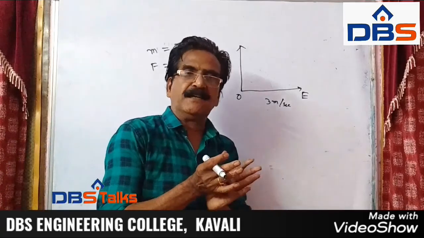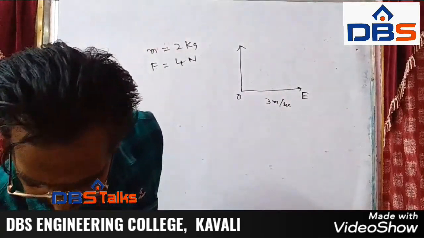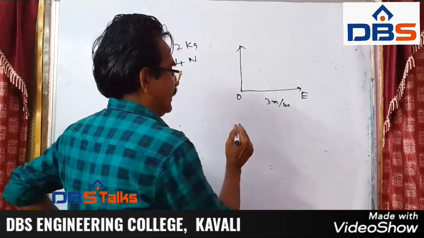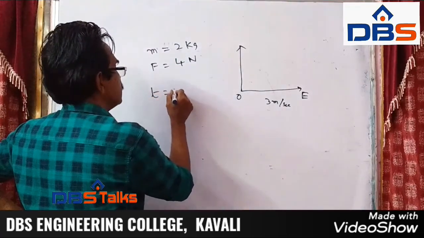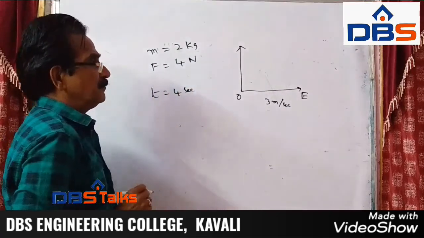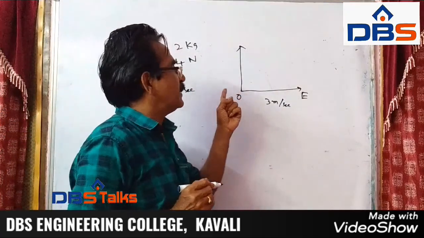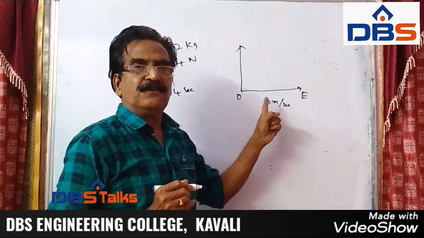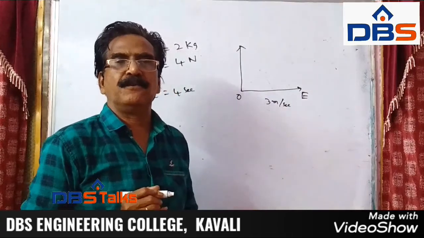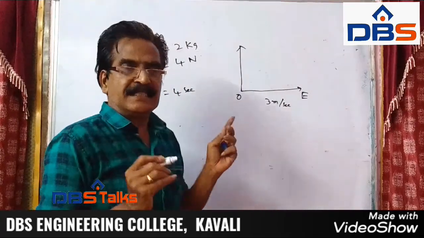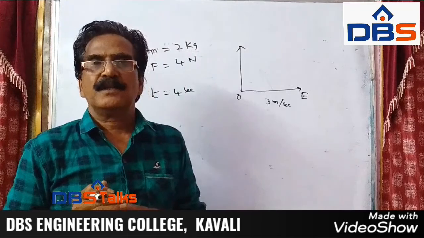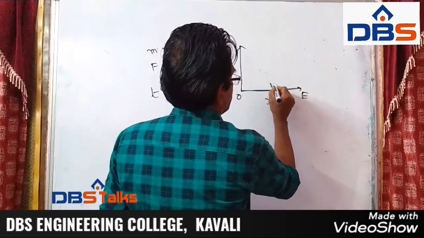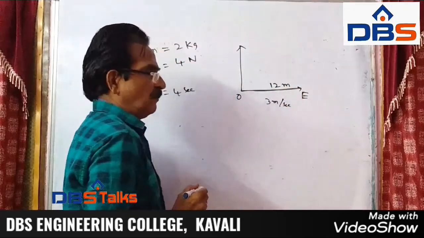So what is the thing? The displacement of the body after 4 seconds. T is equal to 4 seconds. Friends, initially the ball is moving along OE at a speed of 3 meters per second. So we are considering the case after 4 seconds. After 4 seconds, how much distance does it travel? 12 meters.